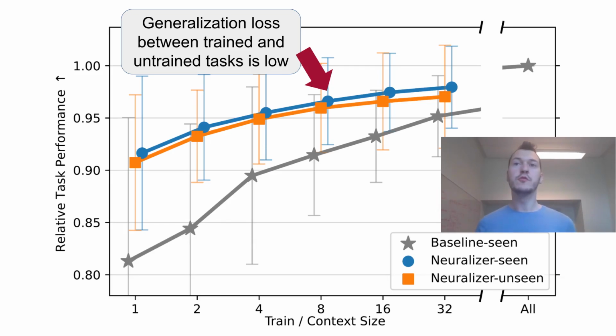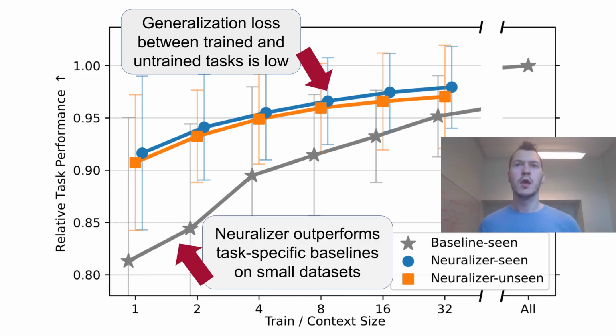We see that the difference between the two Neuralizer models is small, showing that Neuralizer generalizes to tasks it has not seen during training with minimal loss in performance. Neuralizer outperforms the ensemble of task-specific baselines on small dataset sizes. As the size of the available data increases, the performance gap narrows, but it is still very significant at the largest context set sizes supported by Neuralizer, at 32 image pairs. Only when training the baseline on all available data, which for some tasks is thousands of patients, do the task-specific networks outperform Neuralizer. Note, however, that these baselines still need to be trained on each task, while Neuralizer generalizes to new tasks without any need for training or fine-tuning.